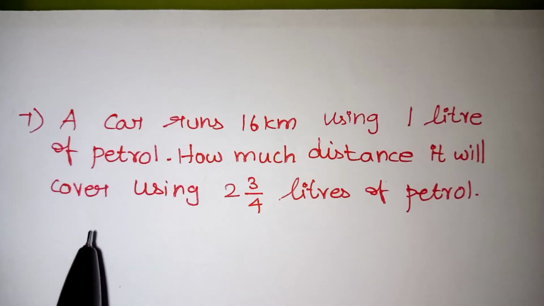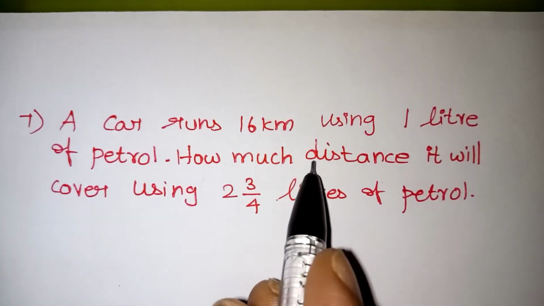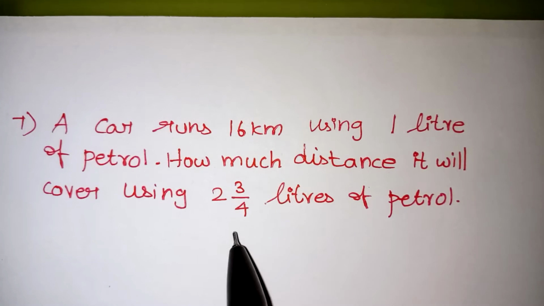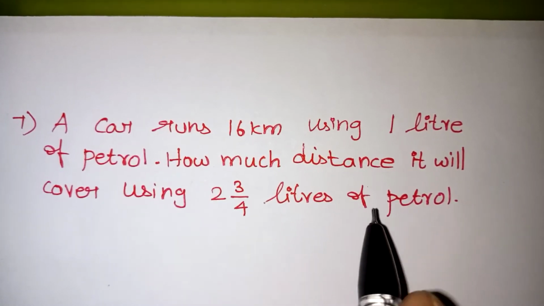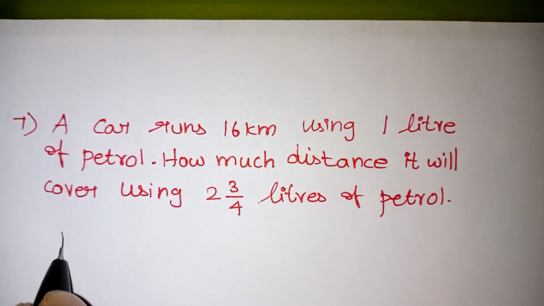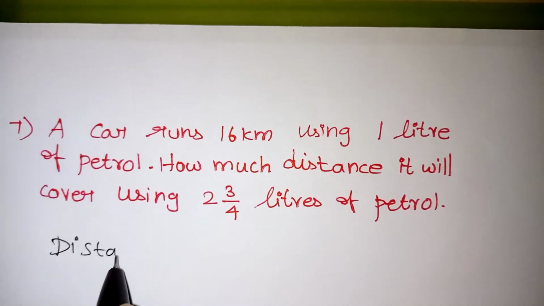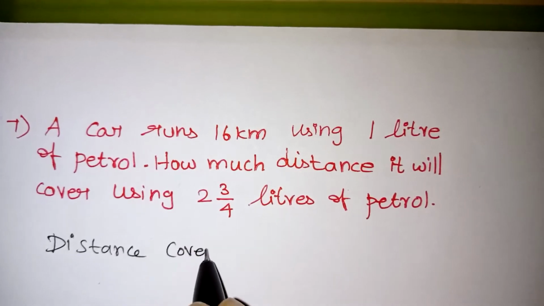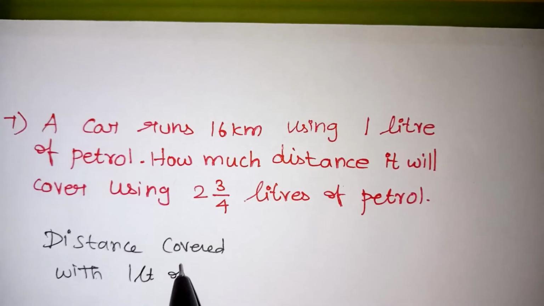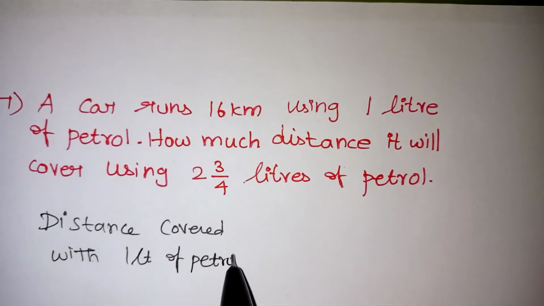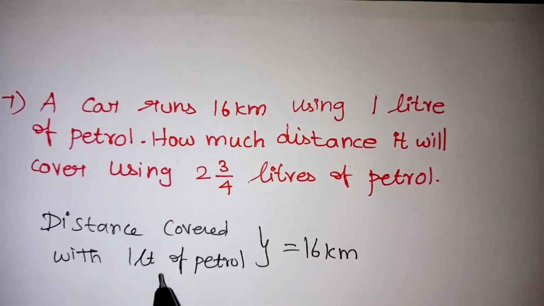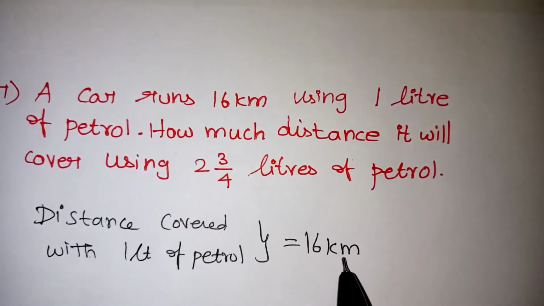So here our question is, a car runs 16 km using 1 liter of petrol. How much distance will it cover using 2 3/4 liters of petrol? The distance covered by 1 liter of petrol is given to us. That is 16 kilometers. In 1 liter of petrol, this many kilometers can be completed.